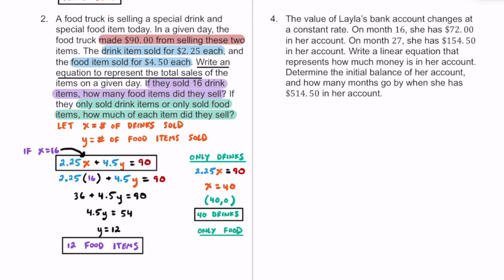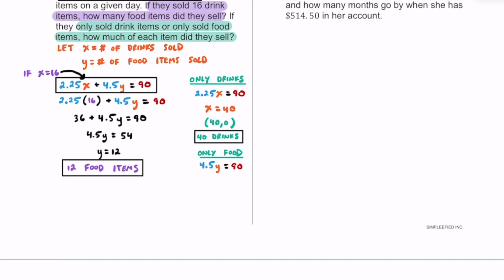All right, similarly, if they're making all of their money from just selling food, that means that x must be 0 because they're not selling any drinks. So 0 times 2.25 would just be 0. So we're just going to be left with 4.5y is equal to 90. Let's write that down. We're going to have 4.5 multiplied by y, 4.5y, and that's going to be equal to 90. This is just saying that all of their profits are coming from food because they didn't sell any drinks. So this is going to be our equation.